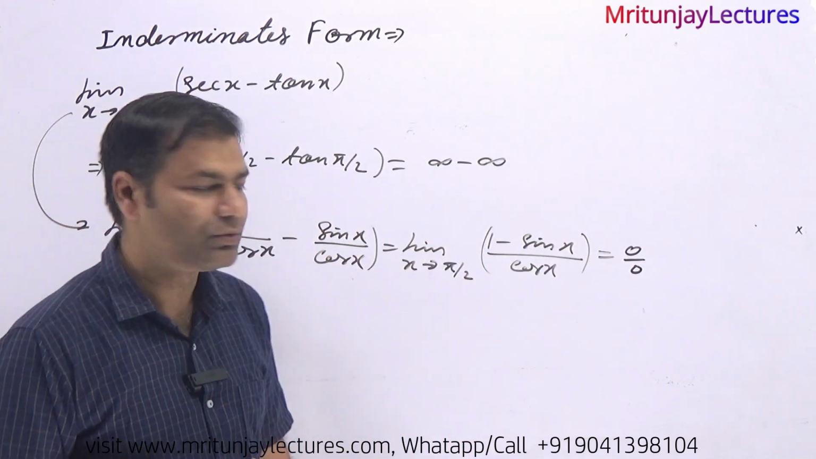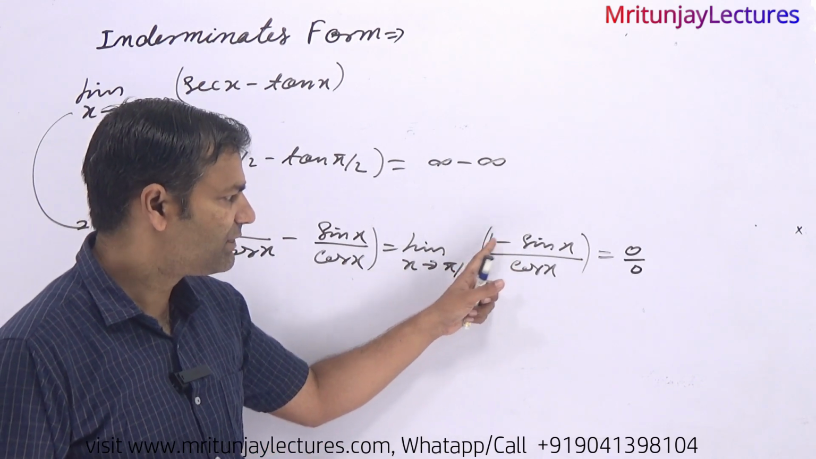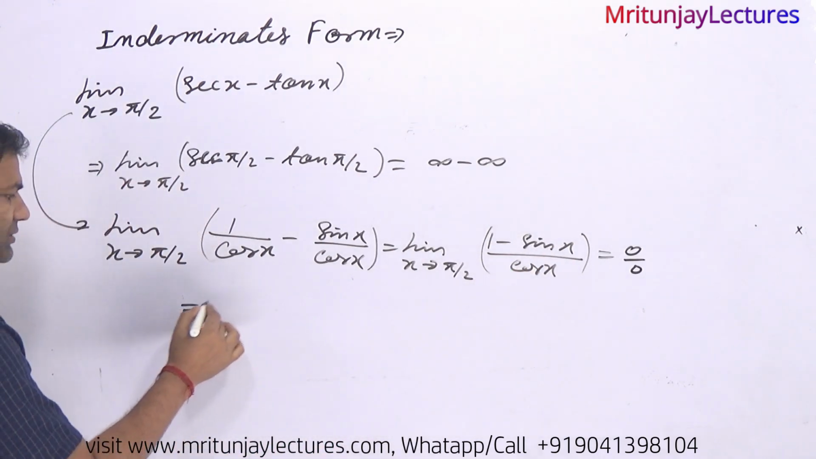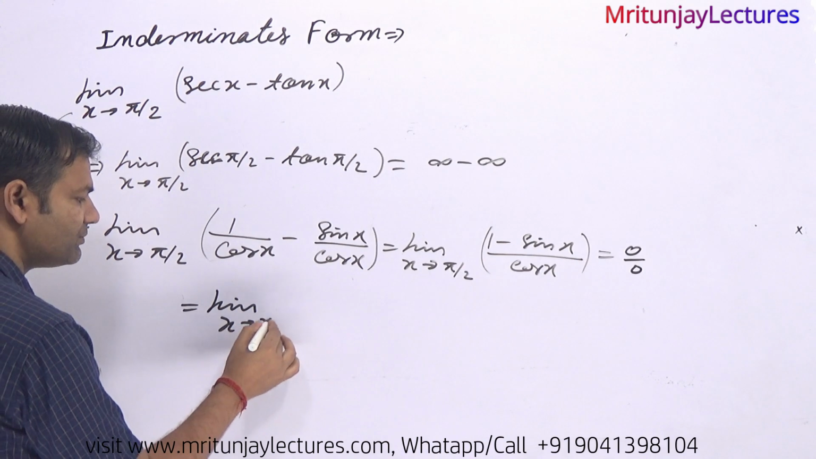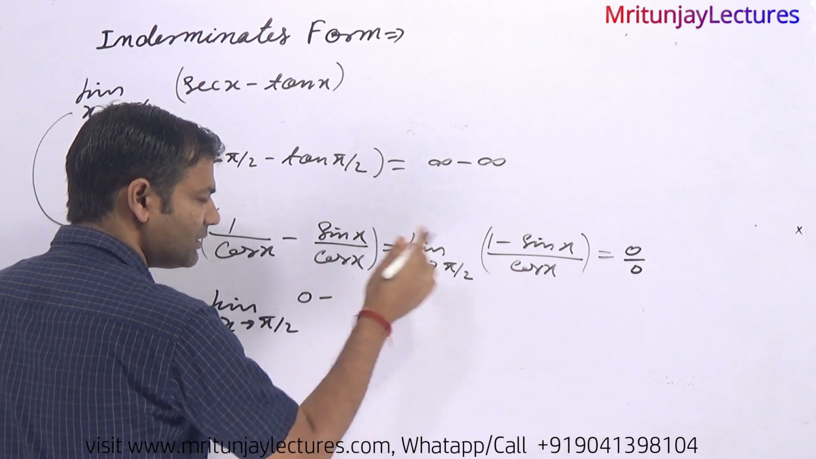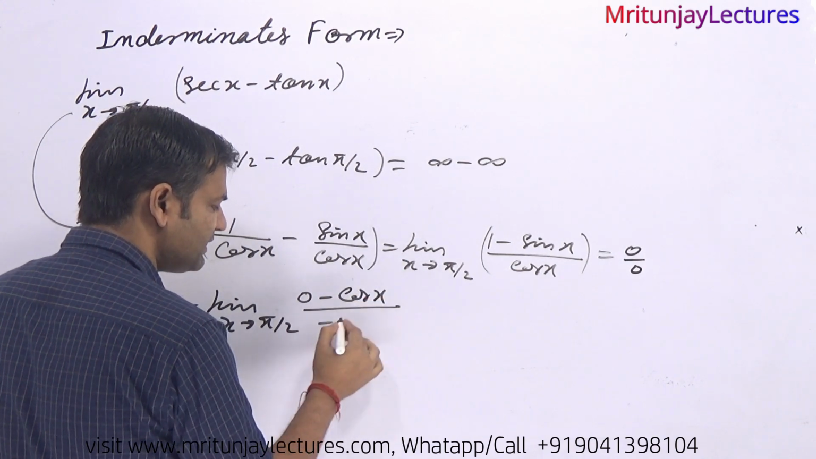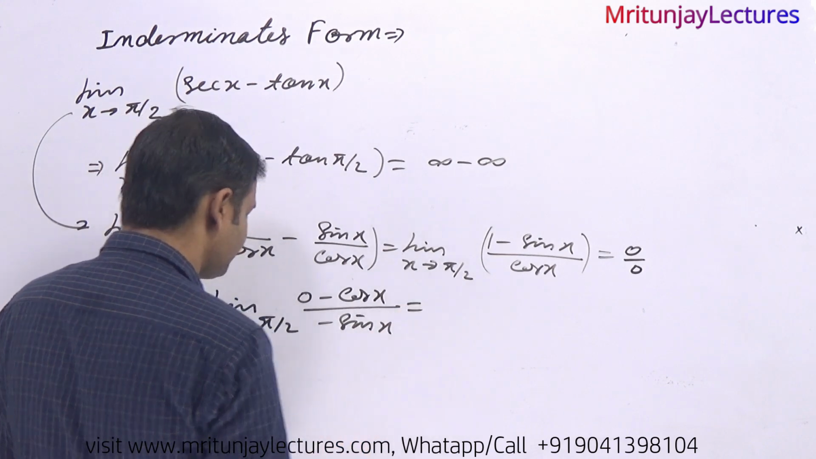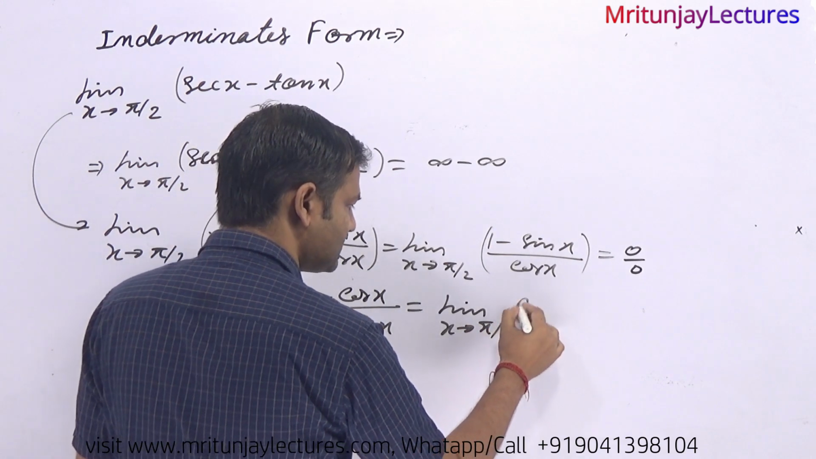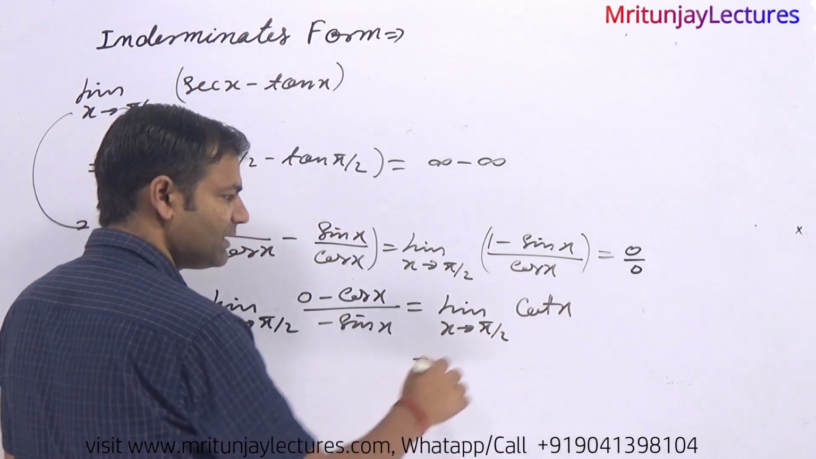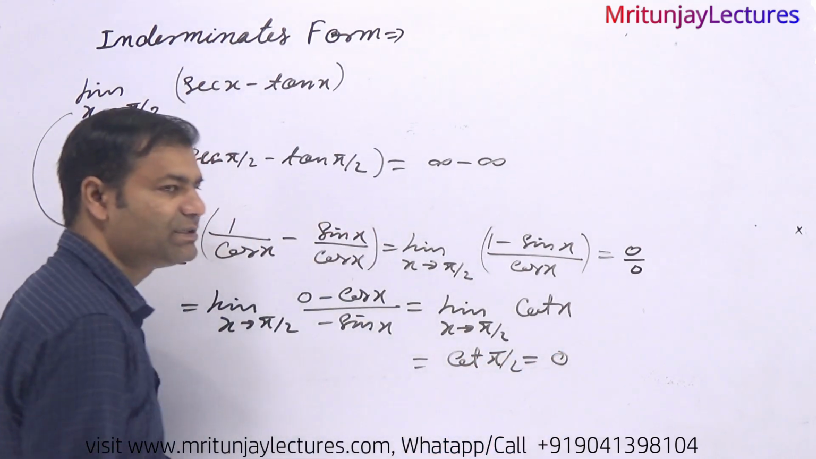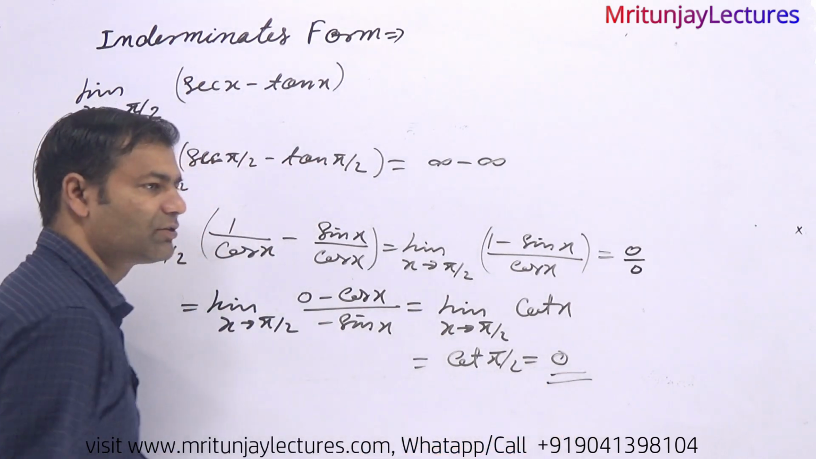Then apply L'Hospital rule, means differentiate this one with respect to x, and this one also with respect to x. So limit x tends to pi by 2, differentiate this one, 0 minus cos x, and here sin x gives cos x. So we got minus cos x divided by minus sin x, that is cot x. If we put pi by 2, what about cot pi by 2? That is 0. So the final answer is 0. It is the right answer. Clear or not?